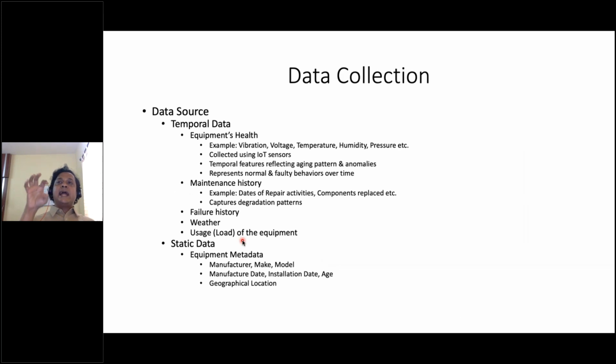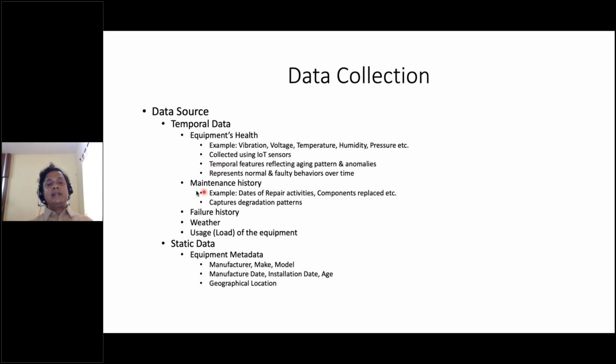Now, data collection. What are the exact types of data which we need for solving a predictive maintenance problem? Broadly, it has two categories: temporal data, that means the data which has time as a component, and static data, which doesn't have time as a component. First thing is, of course, the equipment's health. I want to predict the equipment's health in the future, so I need to know the equipment's health now, right? Examples are probably vibration, voltage, temperature, humidity, pressure, etc. These data are mostly collected over IoT sensors. These are the time series features which help the algorithm to learn the normal or healthy patterns and unhealthy patterns, when the equipment is doing bad versus when the equipment is doing good.